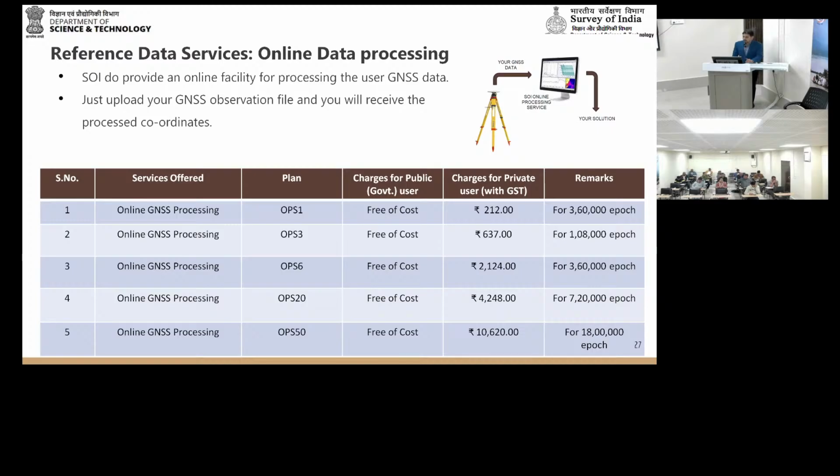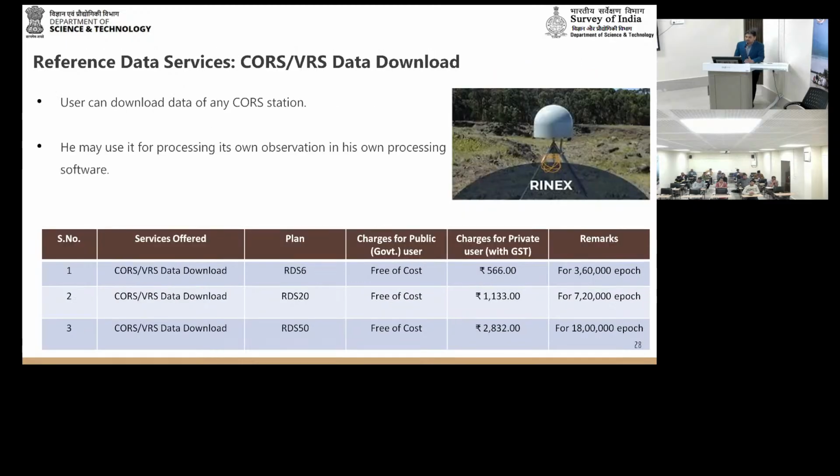This is the costing for the online data processing for the different plans we have. You have to upload your static data, and we will provide you the location of that point. You can also download the CORS data. You can download the static data of any CORS station or VRS. Suppose you know the latitude of any point; with that point we can also generate VRS data, which means you can also generate static data. These are the costs.